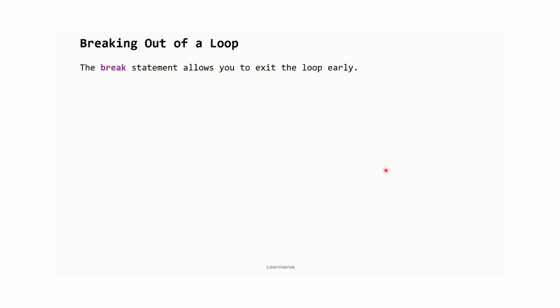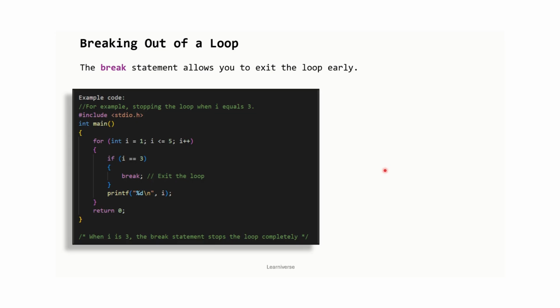Now, breaking out of a loop. Here the break statement will be used, and it allows you to exit the loop early. Let's consider one example, the same example we have seen in the previous slide. Here, instead of continue we have break, which means when i becomes 3, it will come out of the loop.